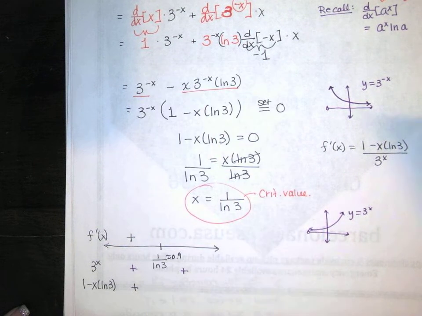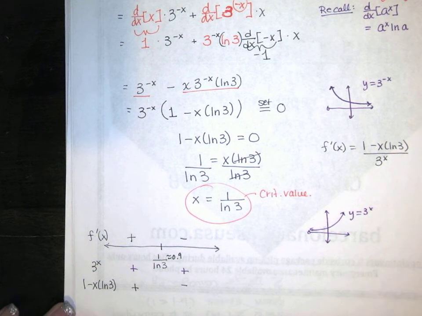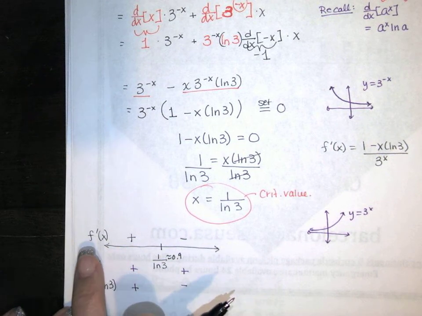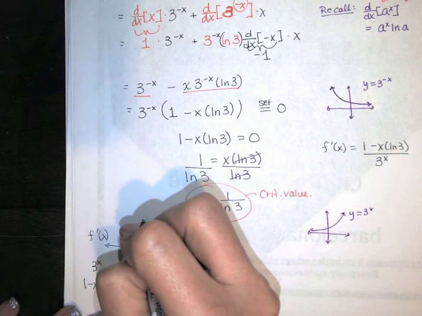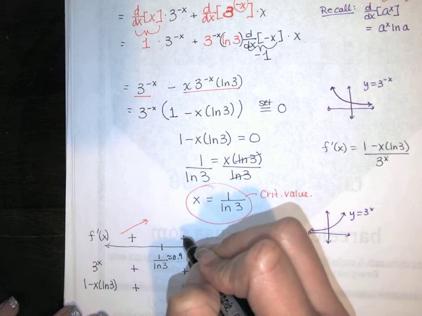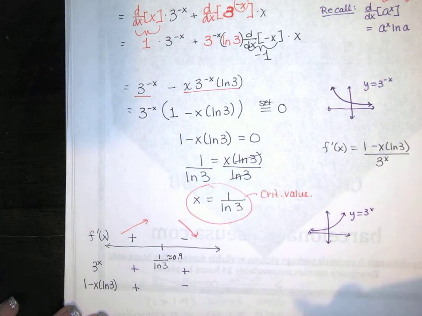That's negative. So I have a negative divided by a positive, which is negative. So the first question said, determine the open intervals where the function is increasing and decreasing. Once you've created your sign chart, you're almost there. If the derivative is positive, the function is increasing. When the derivative is negative, meaning all of our slopes are negative, the function is decreasing.